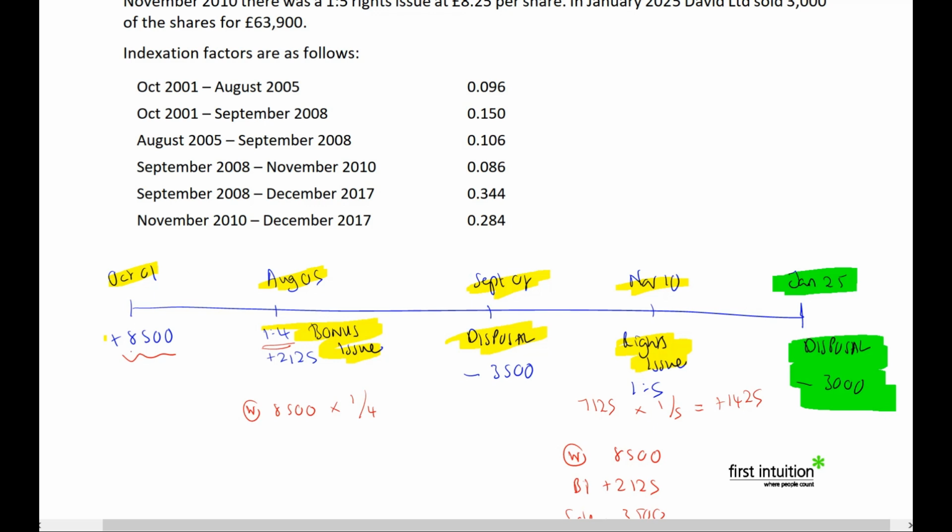So October 01, I buy shares. Next thing that happens is August 05. Now that's a bonus issue. That is free shares. So I actually skip past that. I don't do any indexation at that stage because there's no cost involved. Nothing is changing in my cost column. Bonus issue is not an indexing event.